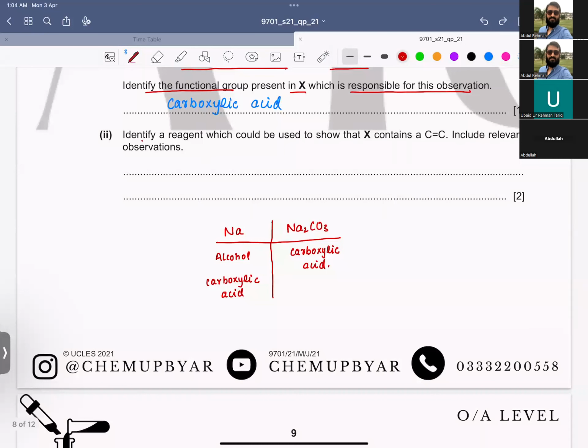Now, identify a reagent which could be used to show that X contains a carbon-carbon double bond, include relevant observation. So, aqueous bromine, orange to colorless. Yeah, good. Abdullah, good. So, for a carbon-carbon double bond, we always use aqueous bromine. Sometimes, remember, instead of aqueous bromine, the marking scheme writes bromine water, but that is the same thing. So add aqueous bromine.